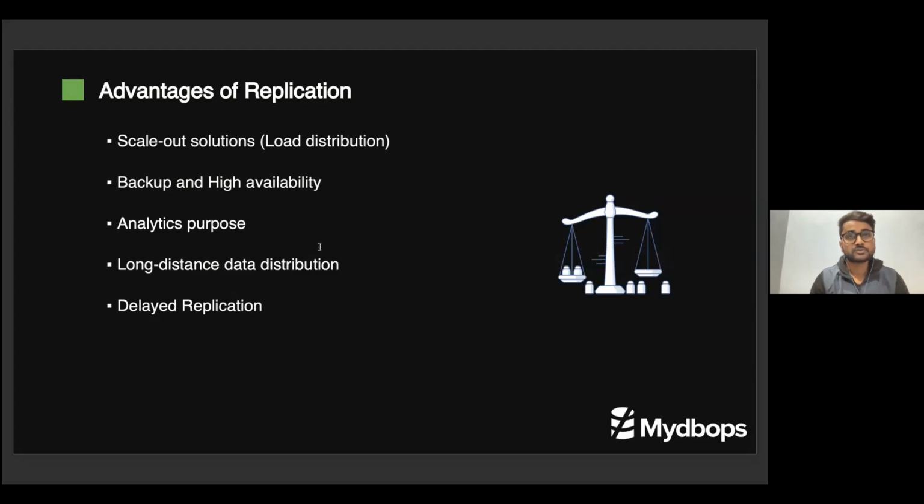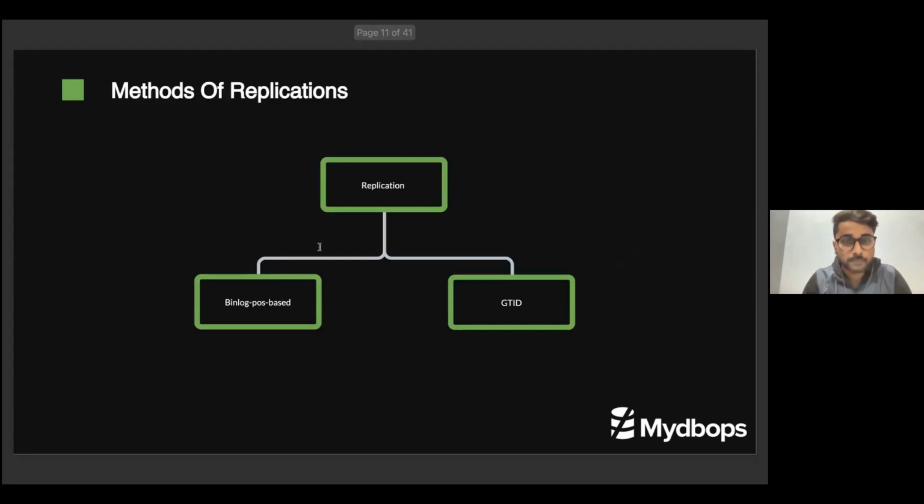Long distance data distribution means we can have local copies of data that can be used by remote sites instead of directly accessing the source. Delayed replication is one of the prominent features: we can define a delay duration between the master and slave. If something unexpected happens on the master, during that delay duration we can roll back from the delayed slaves.